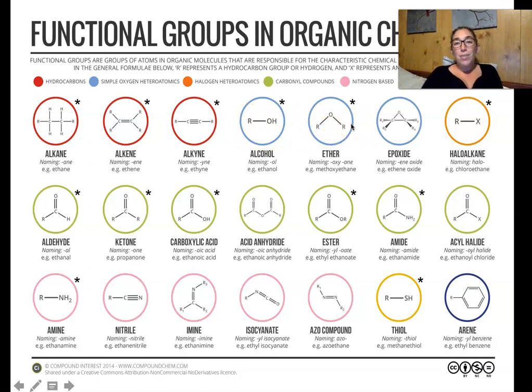So R, if you look at your periodic table, is not an element. We use the letter R to mean rest, as in the rest of the molecule. And it's usually carbon groups. Others that we'll talk about: proteins have amide groups. A nitrogen-containing group coming off of a carbon is called an amine. So there's various different ones in your textbook that are listed.